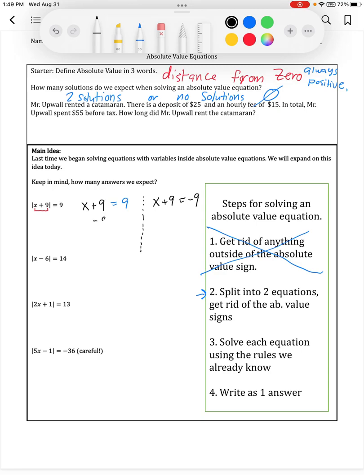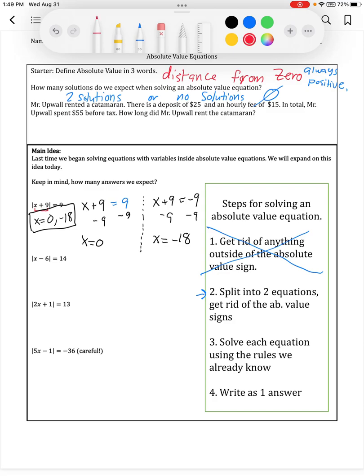We can subtract by 9, giving us x is equal to 0. We can also subtract by 9 on the other side, giving us x is equal to negative 18. So the 2 numbers which make the absolute value of x plus 9 equal to 9 are going to be x is equal to 0 and negative 18. That is us writing as a single answer.